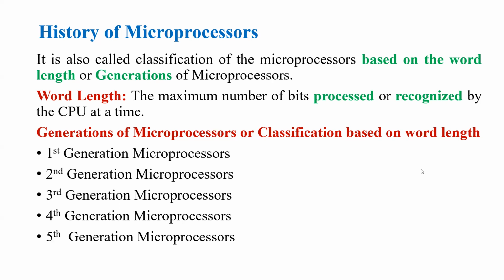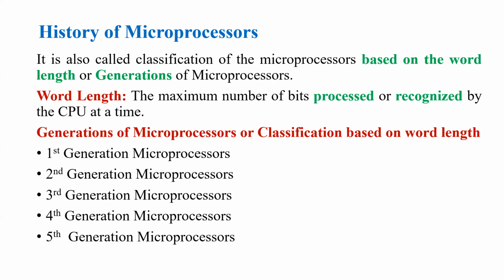Number two is word length. This is related to how many data lines a processor has. With the help of those data lines only, your processor either transfers data to memory or IO devices and vice versa. So based on this word length, we can classify the processors into different groups.